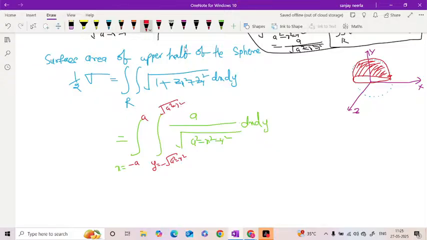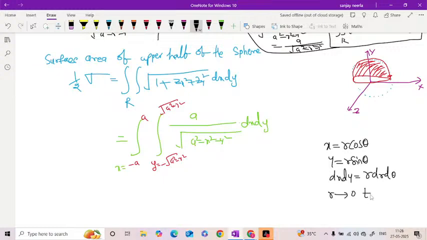Now the calculation of this one may be easy, but now we will convert this into polar form. What is the polar form? X is equal to r cos theta and y is equal to r sin theta, and in place of dx dy you have to substitute r dr d theta. And what are the r limits? R limits 0 to a because the radius is a, and theta limits is 0 to 2 pi. I think we have seen this in the previous class.